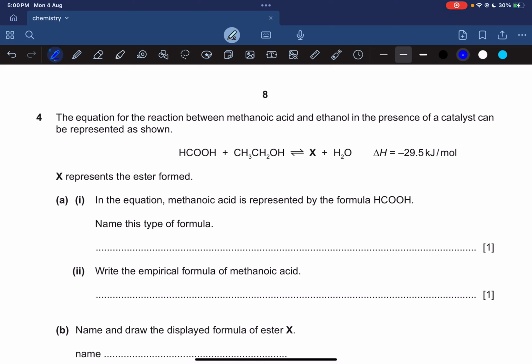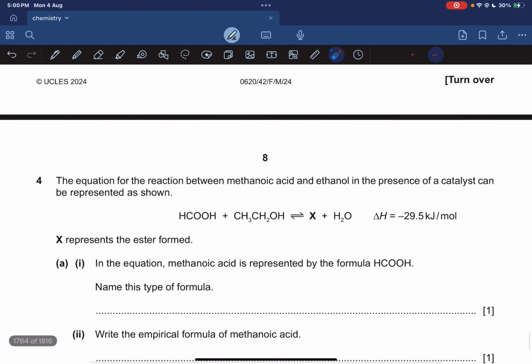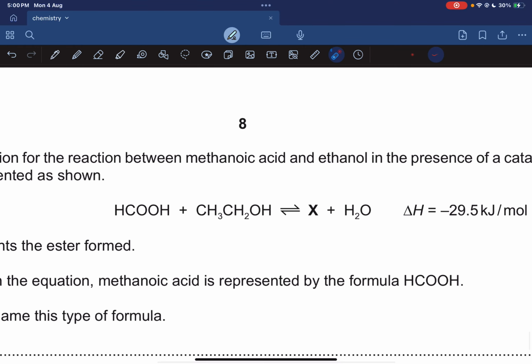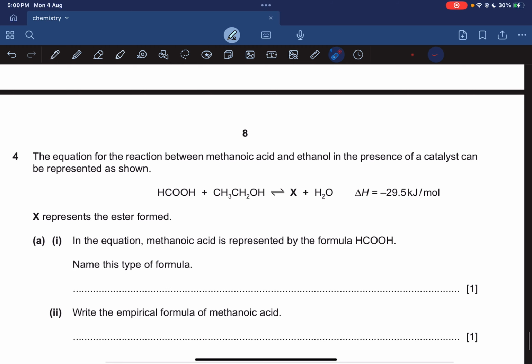Okay, the equation for the reaction between methanoic acid and ethanol in the presence of a catalyst can be represented as shown. X represents the ester. So what kind of ester are we forming? We have our methanoic acid and we have our ethanol, so we're forming ethyl methanoate. Okay, X is the ester.